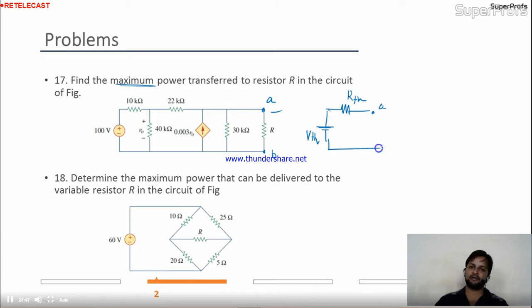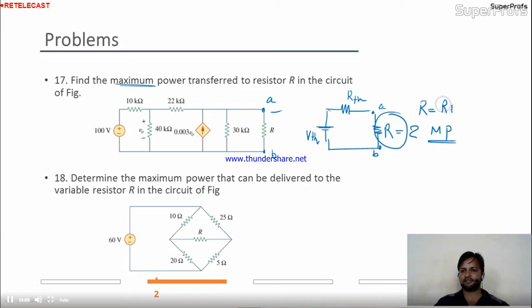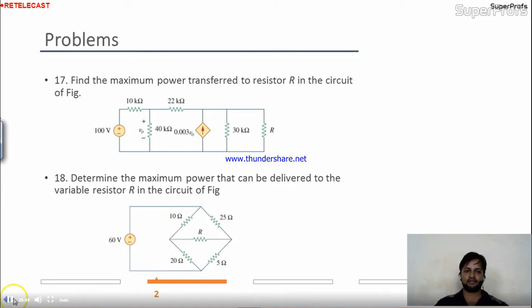Point A, point B. So this is A and B. Over there we have R. We have to calculate the value of R for the maximum power transfer. We know that for maximum power transfer, R is nothing but RTH. So to calculate the value of R, we have to calculate the value of RTH for this circuit. And at the final stage we have to find out the maximum power also. Okay. So here I am going to calculate this.